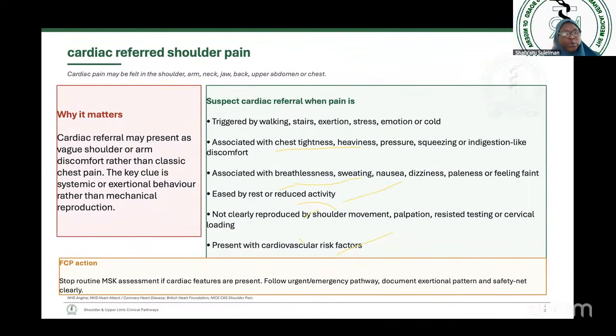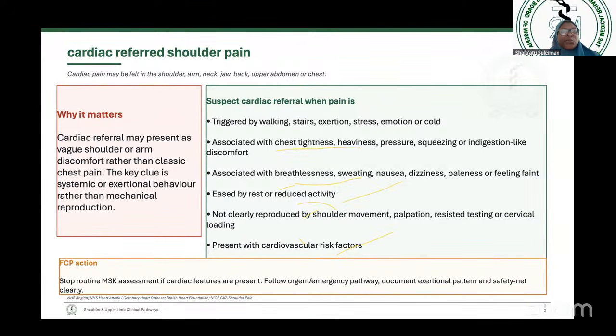So with this, we move to cardiac referred shoulder pain. Cardiac pain may be felt in the shoulder, the arm, the neck, the jaw, the back, the upper abdomen, or the chest, as we all know. It matters because cardiac referral may present as a vague shoulder or arm discomfort rather than a classic chest pain. The key clue is systemic or exertional behavior rather than mechanical reproduction. So mechanically, you move the shoulder, you do all your shoulder tests, and the patient is not reporting the pain. But with any exertional behavior, the patient will report pain in the shoulder.